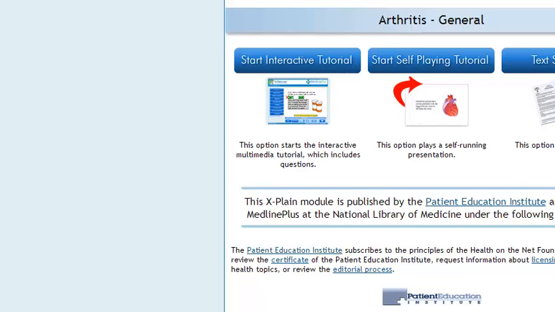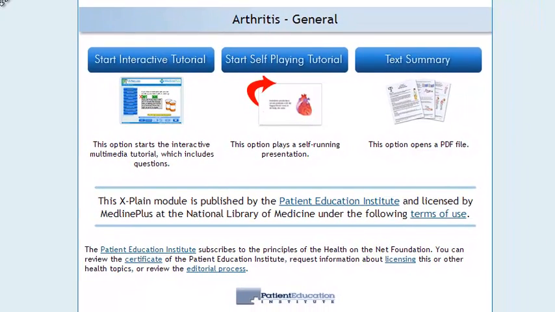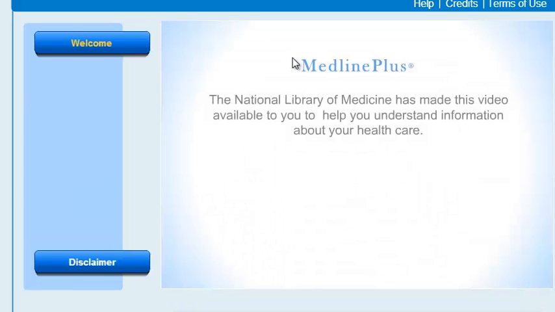So this is done by NIH. Definitely it would have been outsourced to a particular e-learning company, and an instructional designer would have done it. There are 3 options. They're asking us to go ahead with a text summary, or start interactive tutorials at your own pace, or start a self-playing tutorial which plays by itself. So let's go with the self-playing tutorial.